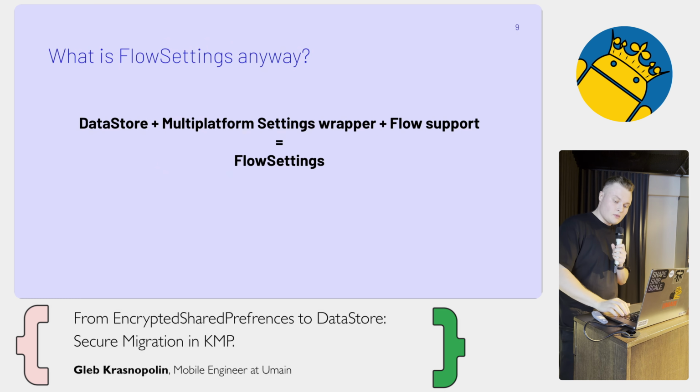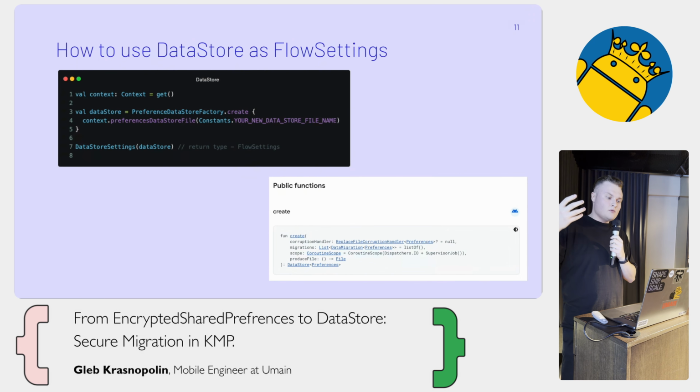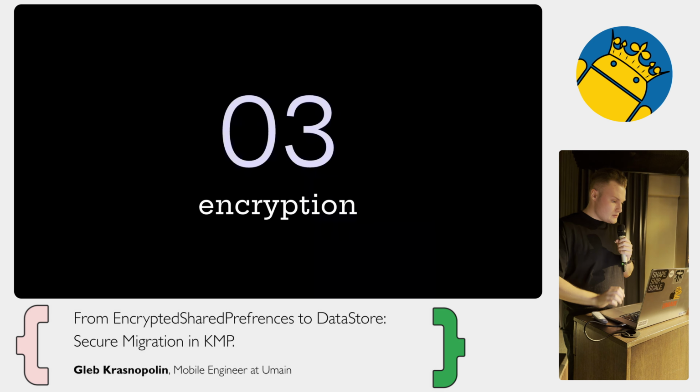It makes FlowSettings. So about the tech, I'm just going to show how to implement it in the code, especially the DataStore. It's super simple. As you can see on the slide, obviously we're working with Android context right now, so we got to get the context. With the factory which the library provides, we create the file with our new name for DataStore, and we create an instance of it with the constructor that also library provides. And also I put the documentation piece here. The create method also takes in corruption handlers, migrations, scope, and produce file. So yeah, let's go further.